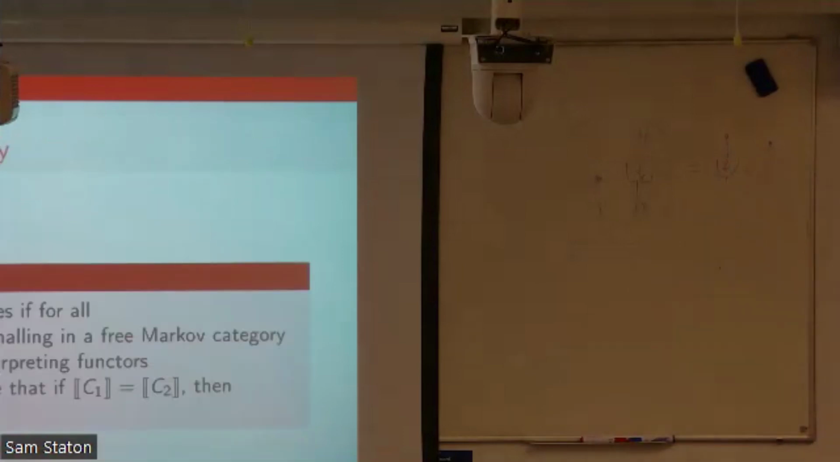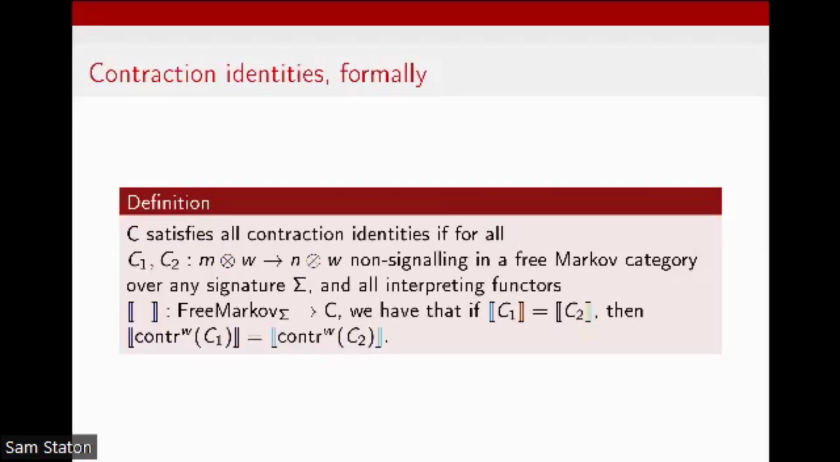Okay. And now the big thing, the big definition: we say that a Markov category C satisfies all contraction identities. What this is saying, before I go into the formals, is that if I have two morphisms in the category which are equal to each other, then it doesn't matter how I factorize these morphisms and then take the trace, the traces will still be equal.